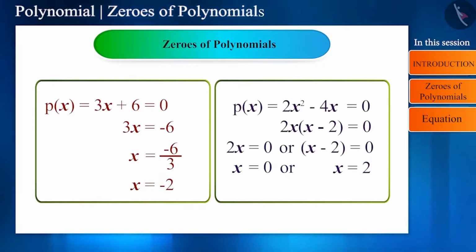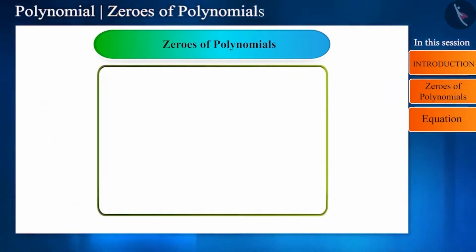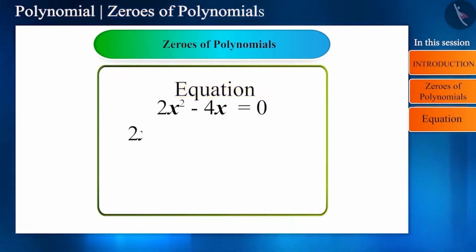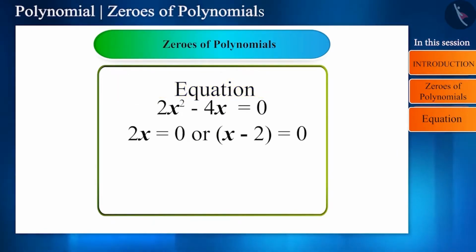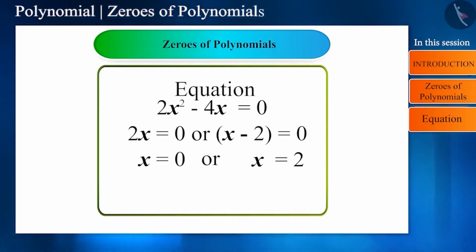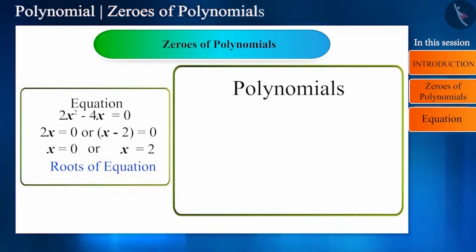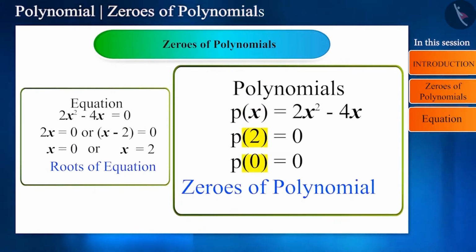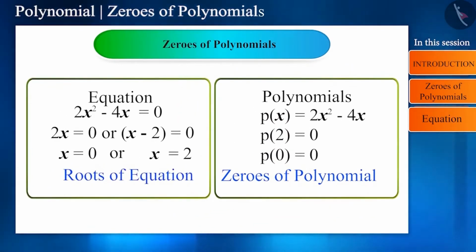And now, the last few points that you should take care of. By equating the polynomial to 0, it becomes an equation. Such that 2x^2 - 4x is a polynomial, and 2x^2 - 4x = 0 is an equation. On solving this, we get the roots of the equation. Here, 0 and 2 are the roots of the equation. And numbers that make the value of the polynomial 0 are called zeros of the polynomial. The numbers are the same, their names change according to the polynomial and the equation.